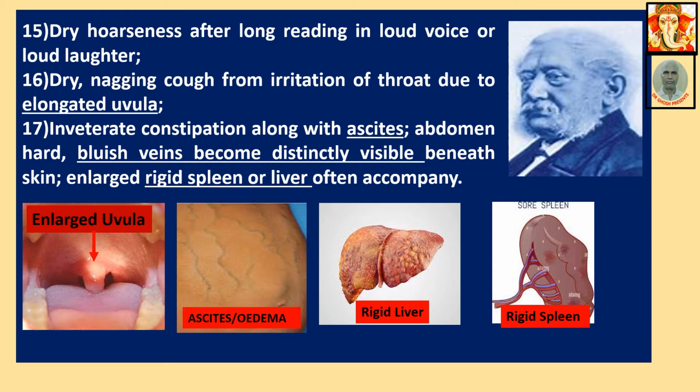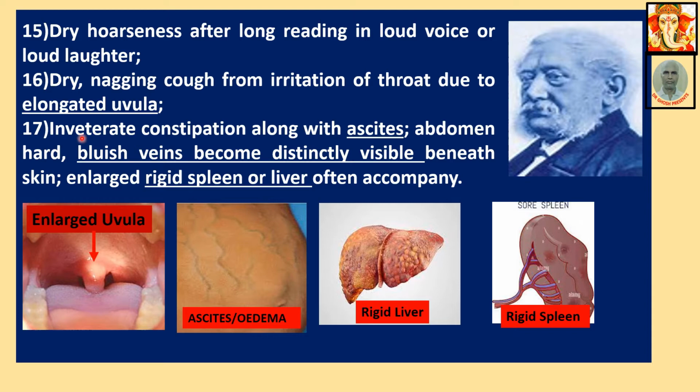16. Dry nagging cough from irritation of throat due to elongated uvula. Mind it, elongated uvula is a uvula that is longer than normal. Uvula is actually hanging just above the tongue, at the back portion of our throat, and if elongated, that will make a tickling sensation in the throat, and for that reason dry nagging cough comes. Here Calc.flour is the medicine.